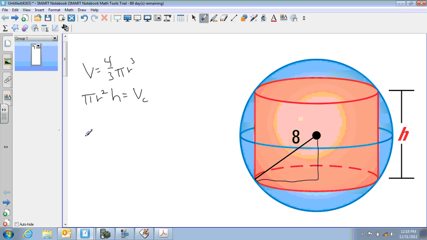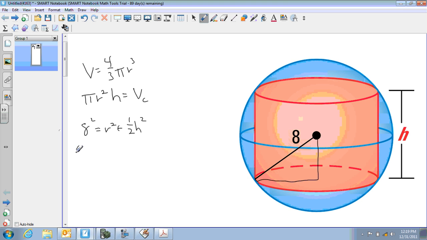So using the Pythagorean theorem, 8 squared is going to be equal to my r squared plus 1/2 of my height squared. So c squared is equal to a squared, which is my radius, plus b squared, which is 1/2 the distance from the bottom of the cylinder to the middle of the cylinder, which takes me to the middle of the sphere. Knowing that, I can begin to work out the mathematics of this problem.